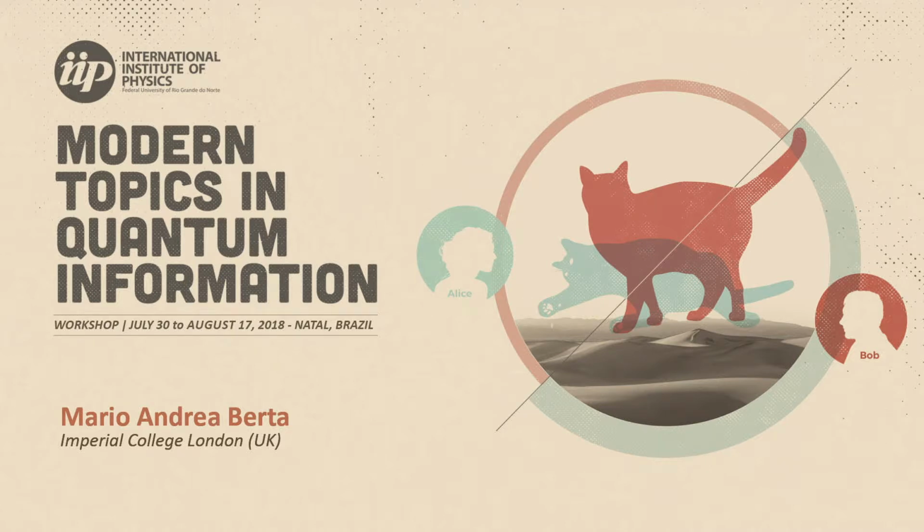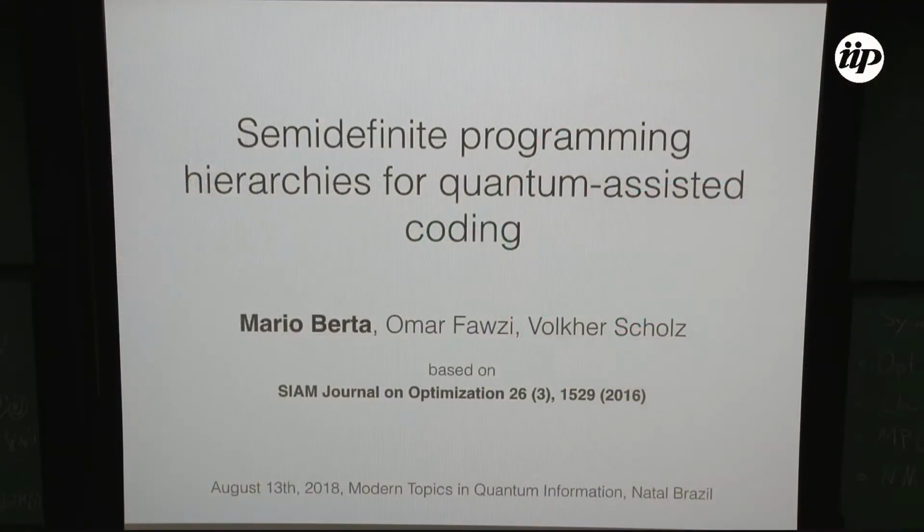Thank you. Yeah, thanks again to the organizers for having me here and for continuing to upgrade my talks to more minutes. So I'll try to say as much as I can. I don't think I sent an abstract for this week. This is semi-definite programming hierarchies for quantum-assisted coding, and it's joint work with Omar and Volker.